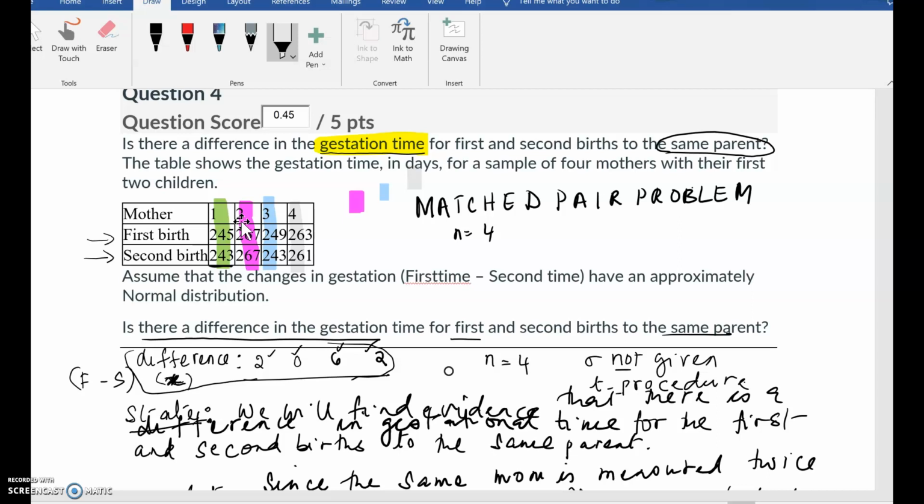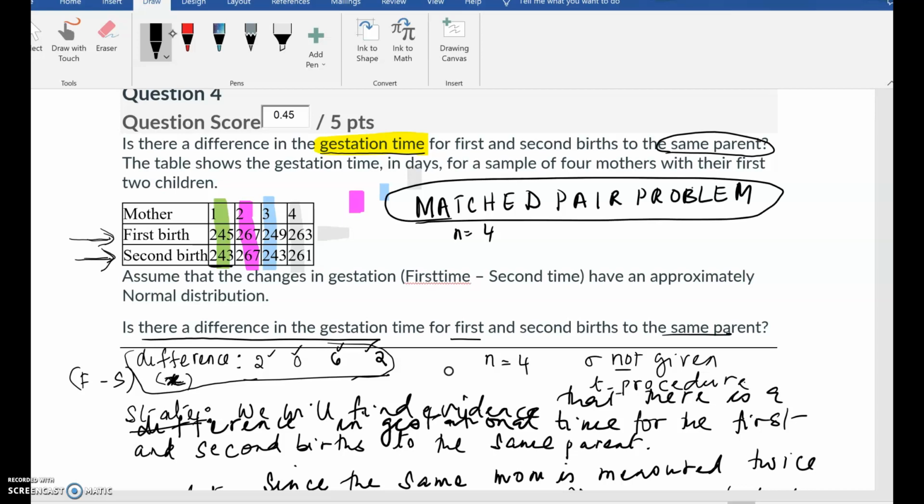So this is where it almost looks like it's 2 independent samples. But notice that the first set of numbers, which looks like a separate sample, then the second is coming from the same mom. Same person gets 2 treatments, very similar. So it's a matched pair problem. The sample size is 4.